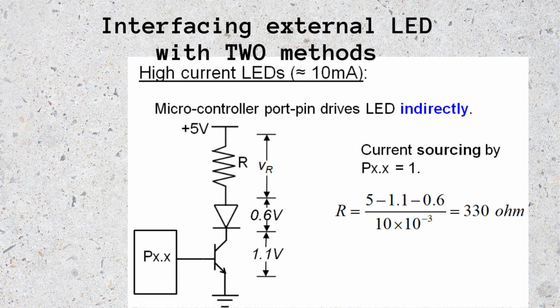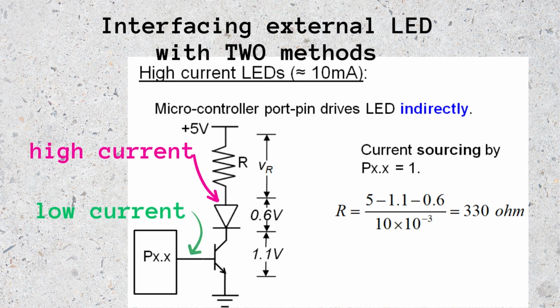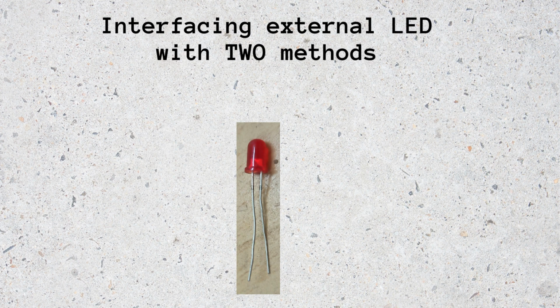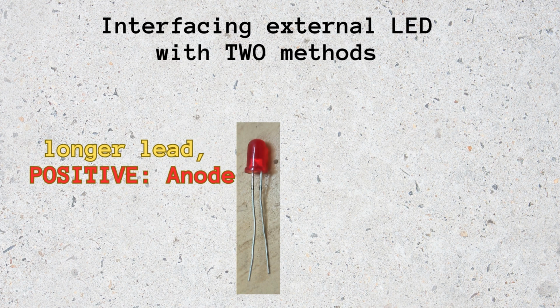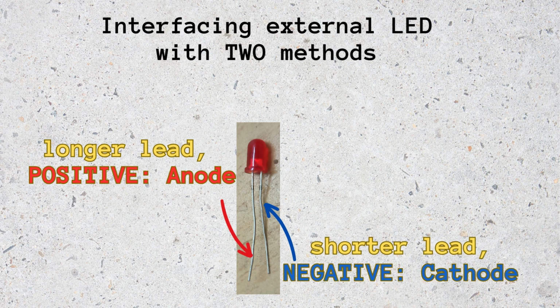In this case, an indirect drive of current is applied by connecting the LED through a transistor. The port pin delivers low base current or gate current, and the high current is delivered by the biasing supply itself. Now, we use one LED to be connected externally. The longer lead of the LED is its positive terminal, that is anode. The shorter lead, on the other hand, is negative, that is cathode.